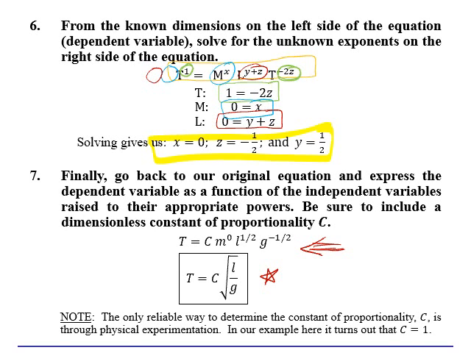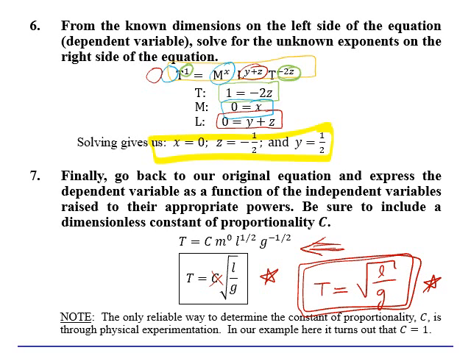The period of a simple pendulum, an ideal simple pendulum, does not depend on the mass of the pendulum bob. It only depends on the length of the pendulum and the acceleration of gravity on the planet's surface. It turns out that the only way you can really determine a constant of proportionality or dimensionless quantity in these equations is through physical experimentation. And in our case here, c is 1. So pretty much we end up with the equation that you'll see in your textbook towards the end of the semester, T equals the square root of L over g. And so this is how we go about deriving an equation using dimensional analysis.